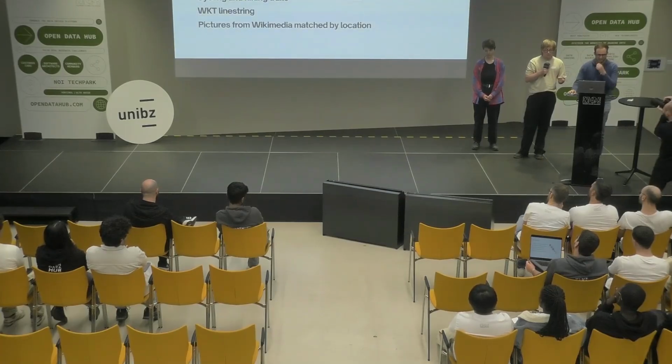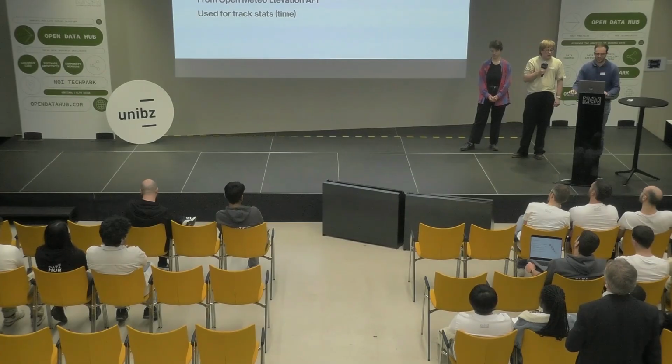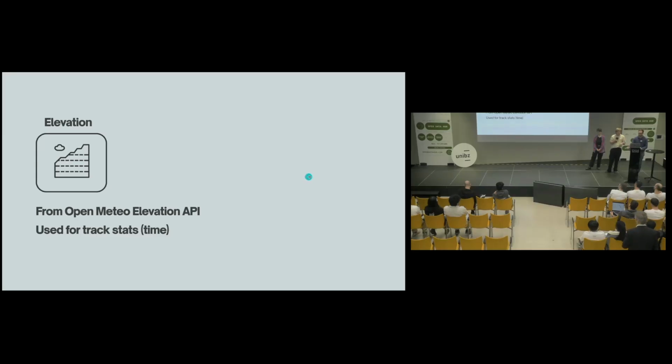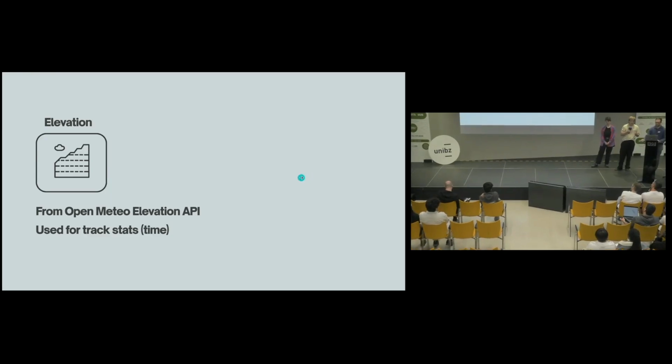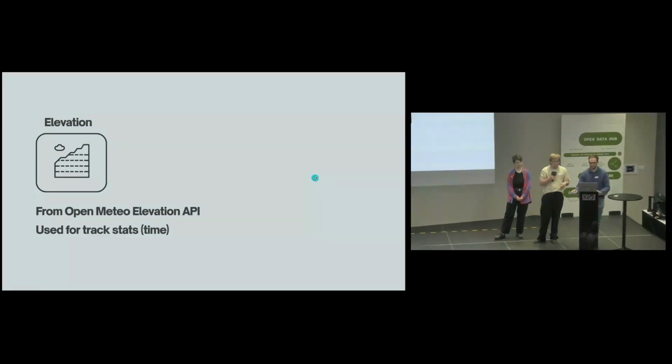For the tracks themselves, we have the longitude and latitude information, and we can use that to, for example, query Wikimedia to get pictures of it. Likewise for the elevation, using the Open Meteo Elevation API, which creates these track stats, so you get the elevation profile. With that you can compute, for example, the total time it takes you to complete the track using an average speed.